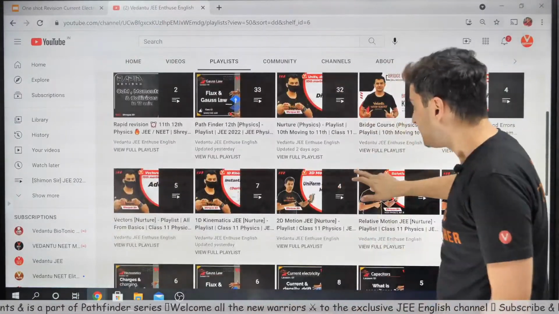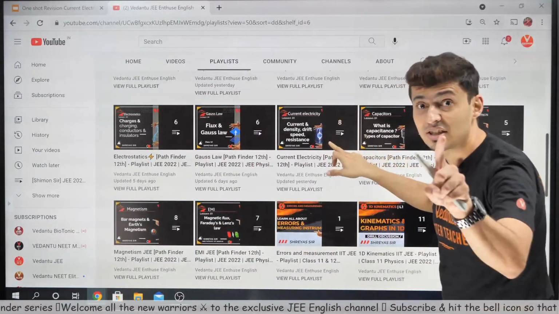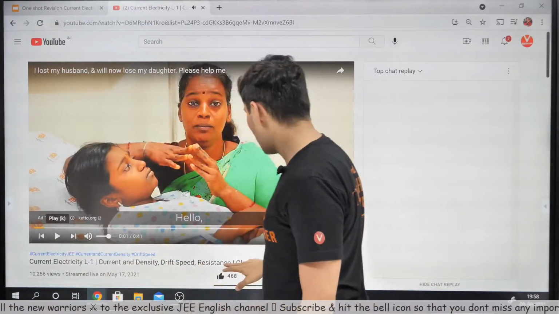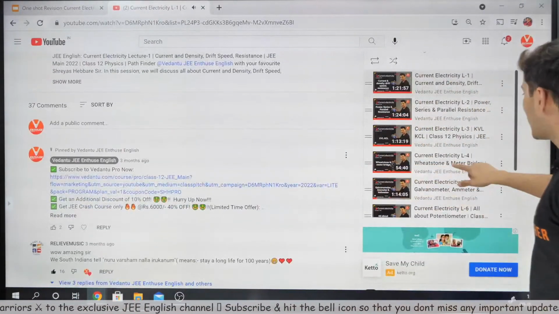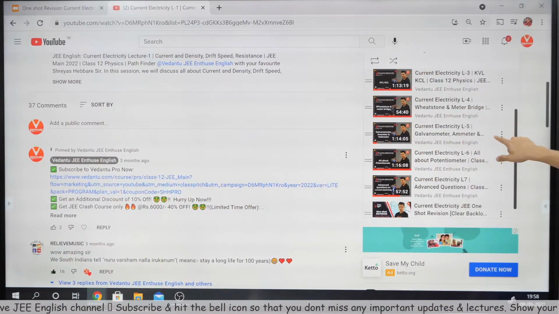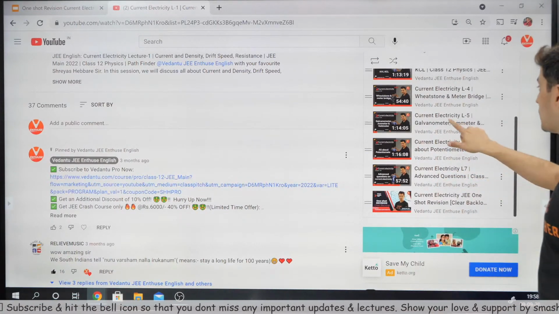Go below and you can see current electricity, 8 lectures. My God, you guys must be lucky. Just pause this ad, go below. And you can see over here Wheatstone's meter bridge, current galvanometer, current electricity, potentiometer, advanced questions. So check out the advanced questions.